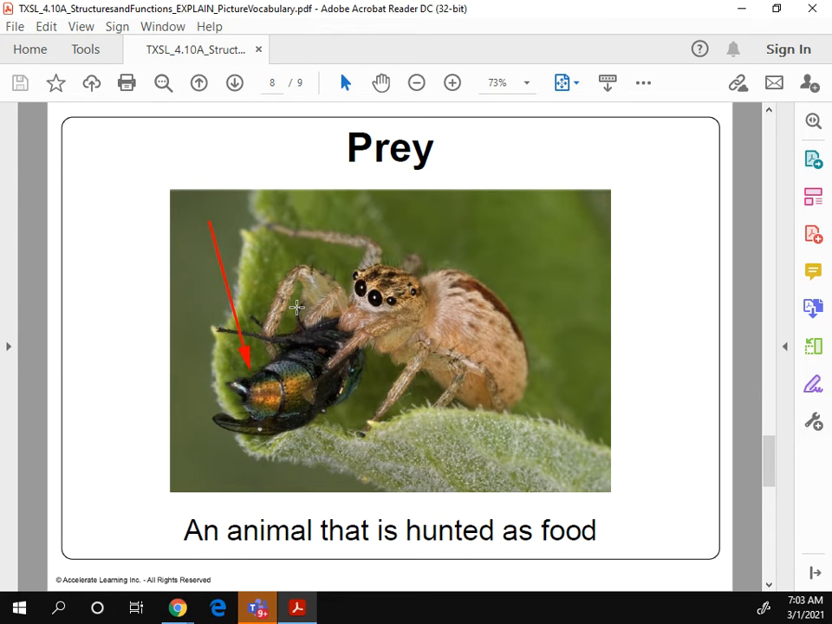Right here, like I said just a few minutes ago, is prey. So prey is an animal that is hunted as food. So it's someone that is being hunted. So based off of the previous picture that we saw, it was the duck that was being hunted.